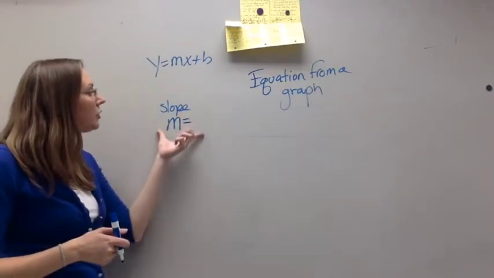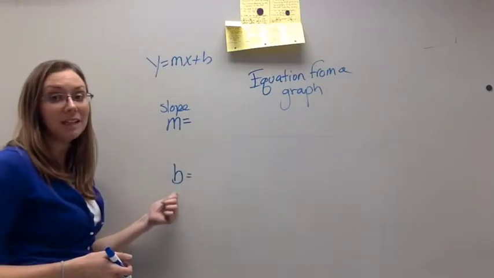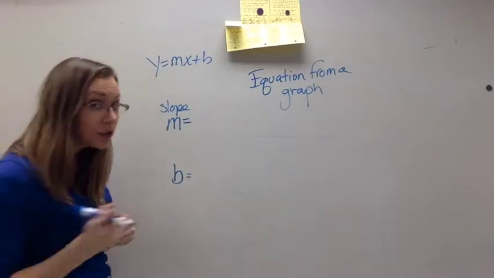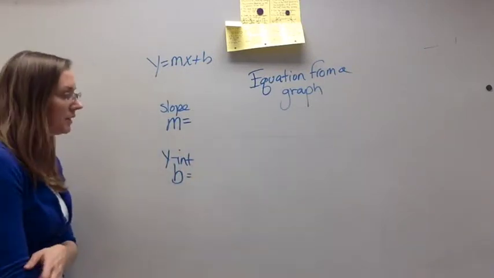Okay, after the slope, the other important thing I need to know is my b, and my b is the y-intercept of my graph, where the line hits the y-axis.